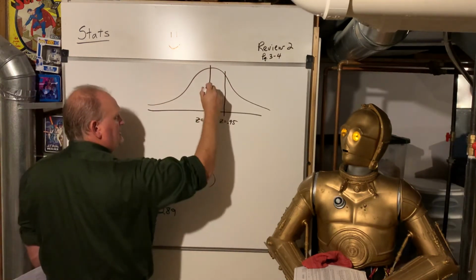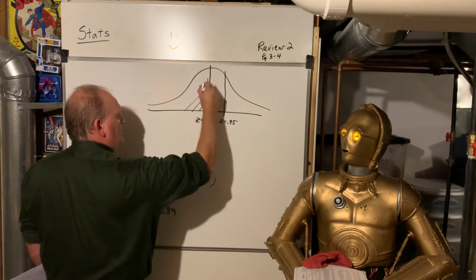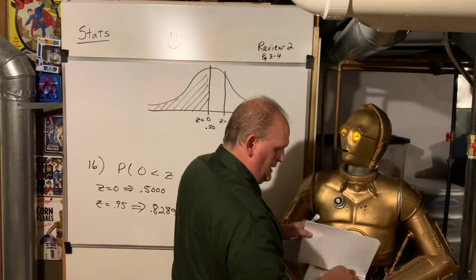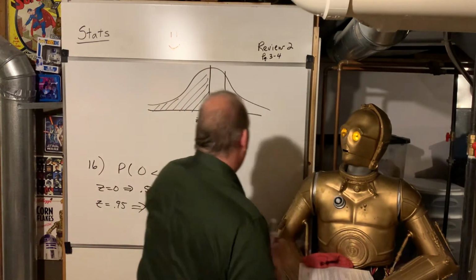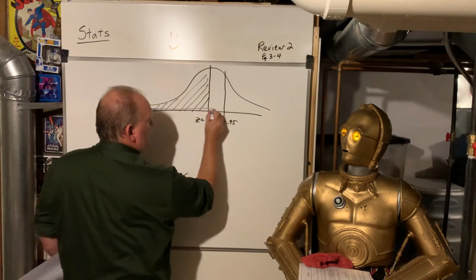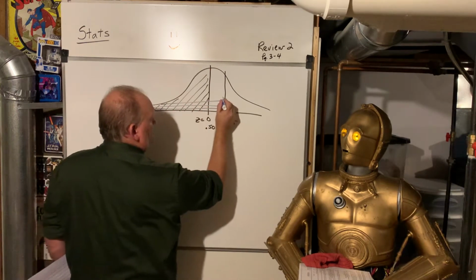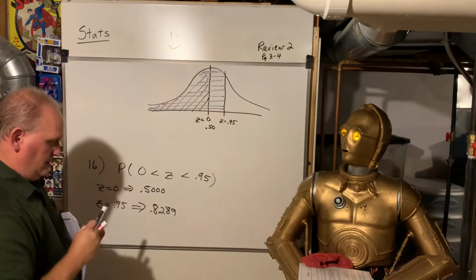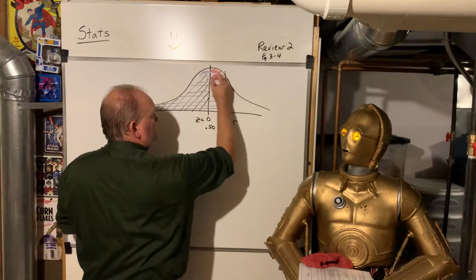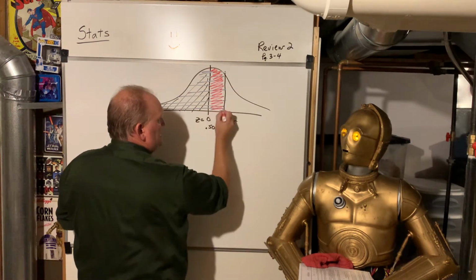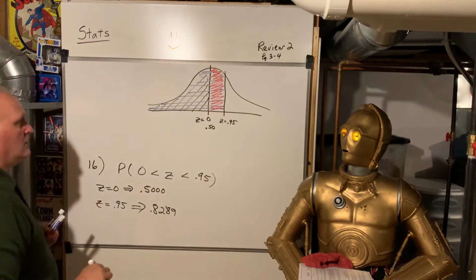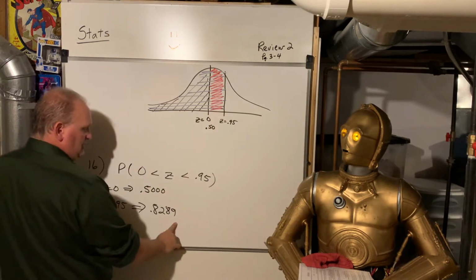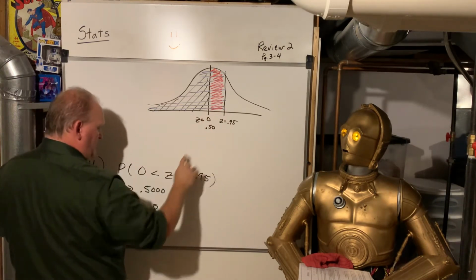So 50% is giving you this area. And then 0.95 is giving you this area. And what we actually want is this area. So just that little piece that's in between. So you don't subtract 0.95 and 0.5. We look up the values. This is the 83rd percentile. This is the 50th percentile.